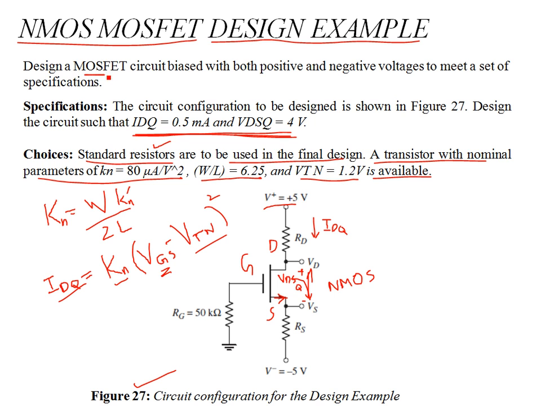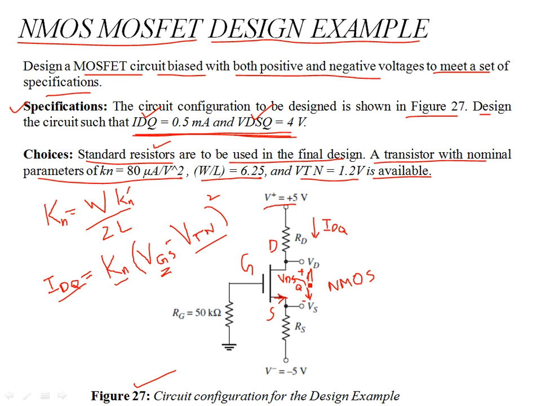The objective is again to design a MOSFET circuit biased with positive and negative voltages to meet a set of specifications. The configuration is as shown in figure 27, and the circuit is designed such that you need the Q current of 0.5 milliamps, and you need the biasing voltage VDS across the transistor to be 4 volts. You have to come up with standard resistors to meet these specifications of current and voltage.